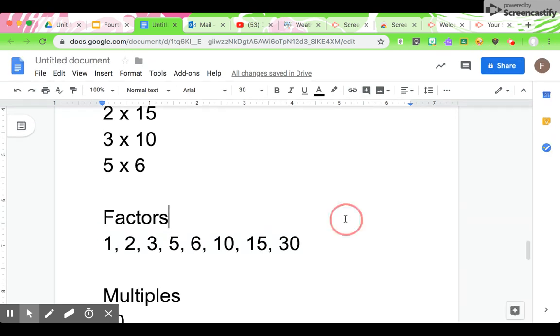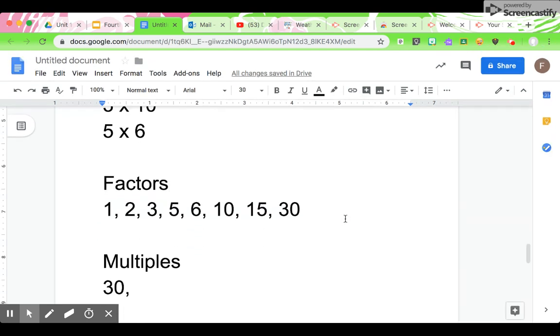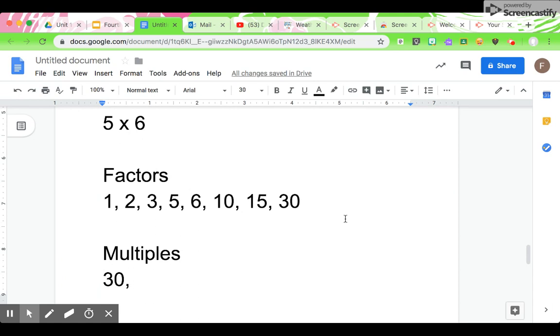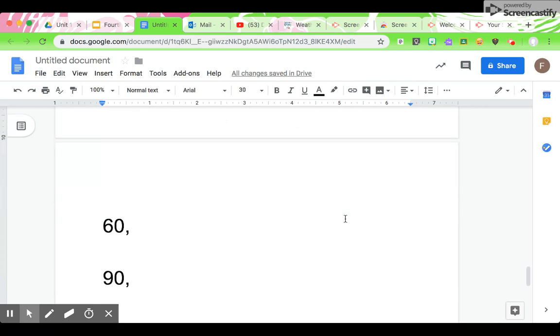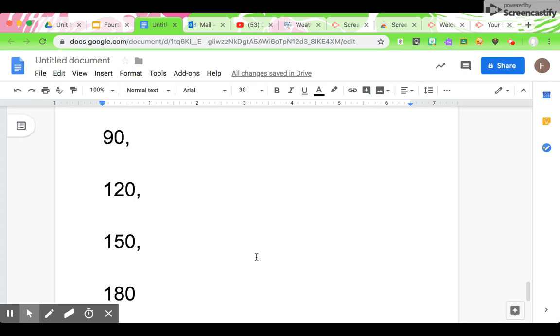Awesome. Now our multiples of 30, unlike factors, notice we're going to start with 30 and they're going to keep increasing by 30. So we're doing 30 plus 30, which is 60. Then we have 60 plus 30, which is 90. Then 90 plus 30, which is 120. Then 120 plus 30, which is 150. 150 plus 30, which is 180.